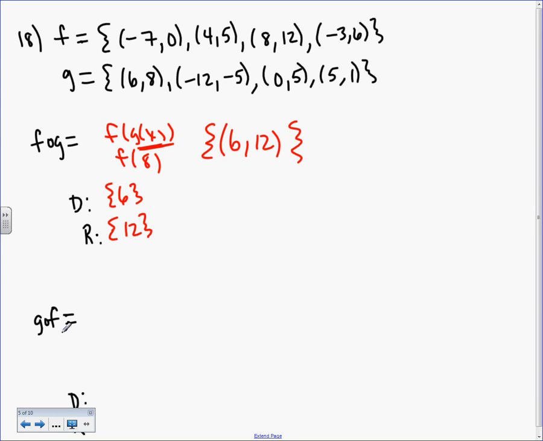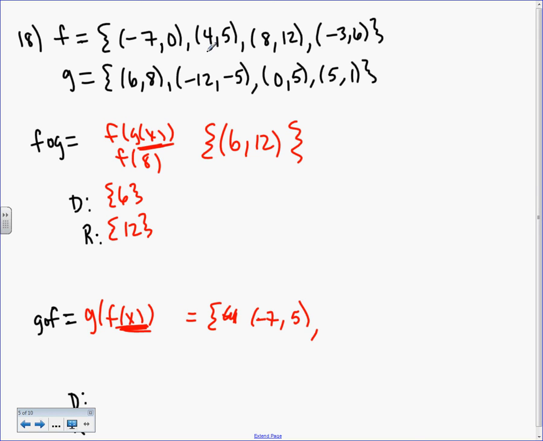Okay, so now we're going to do g of f this time. So g of f of x. So we start here. You start with the f guys, right? So I'm going to do the negative 7 first. And what's that give me? 0. So any of these have 0 in the x position? Yeah, this one, right? What do I get? 5. So I started with negative 7, and I ended up with 5. Okay?